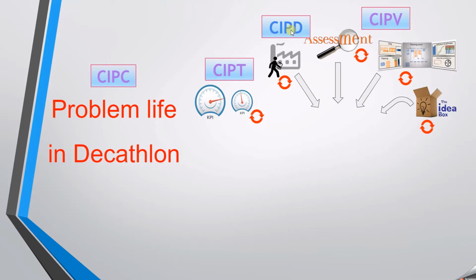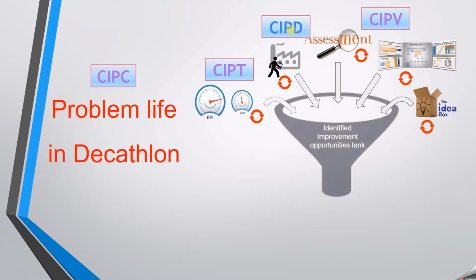All this will fulfill the improvement opportunities tank. Then, during a stand-up meeting routine, supported by the competency CICR, the teams will sort, share, sometimes quick solve the problems, and if not possible to solve during the stand-up meeting, they will address the problems for further solving methods.